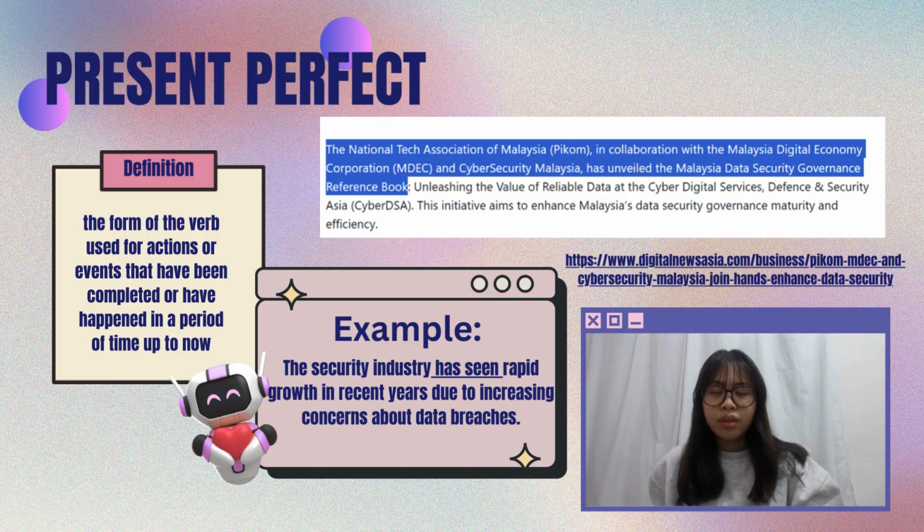Another example, the security industry has seen rapid growth in recent years due to increasing concerns about data breaches. Here, has seen emphasizes that this growth began in the past and continues to impact the present.